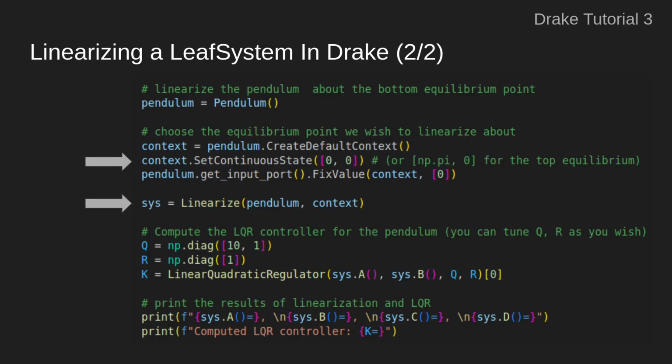For the pendulum, there are two equilibrium points where u star is 0, the pendulum straight up and the pendulum straight down. We will choose to linearize the pendulum at rest in the down position with 0 input applied by setting the continuous state to x star and fixing the input port to 0. Then we call the linearize function to obtain a linear system. We can use the .A function and the .B function to get our desired matrices. From here, you can create an LQR controller very easily with the linear quadratic regulator function.